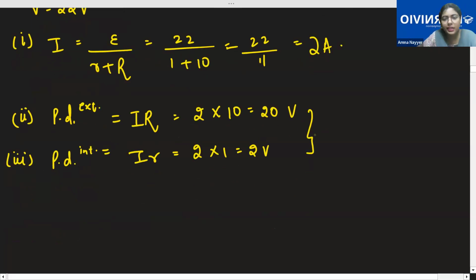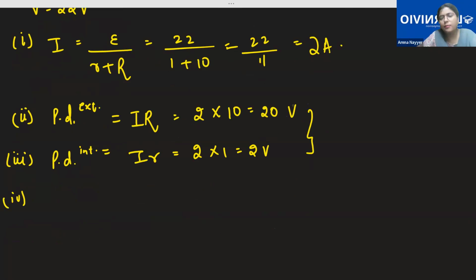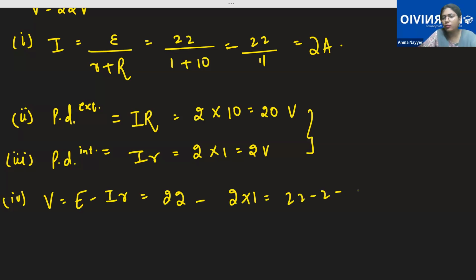Finally, it says terminal potential difference. By looking at the second part, you should know your answer should come 20 volt because it's the same thing across the external resistor. But let us go through the formula and see are we correct or incorrect. EMF of the cell is 22 minus current is 2, this is 1. So 22 minus 2, that is coming 20 volt. And as per this part also, it should have been 20.